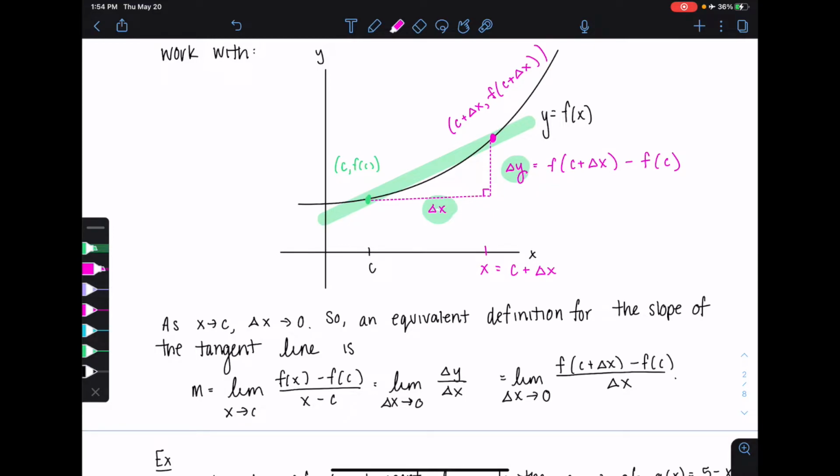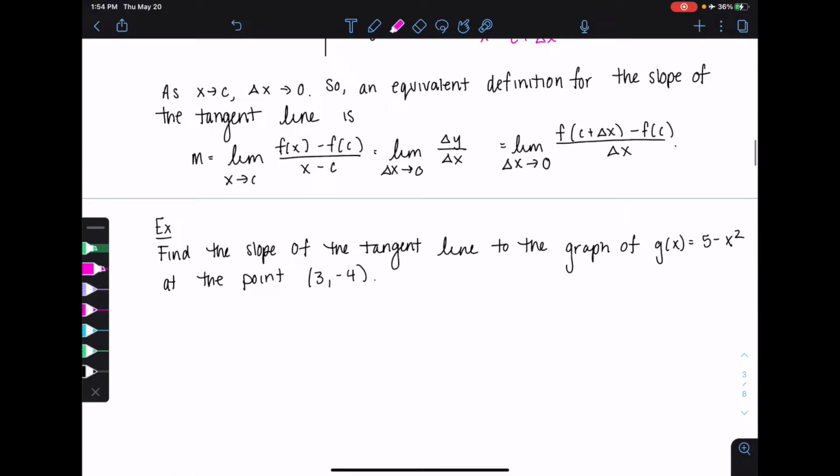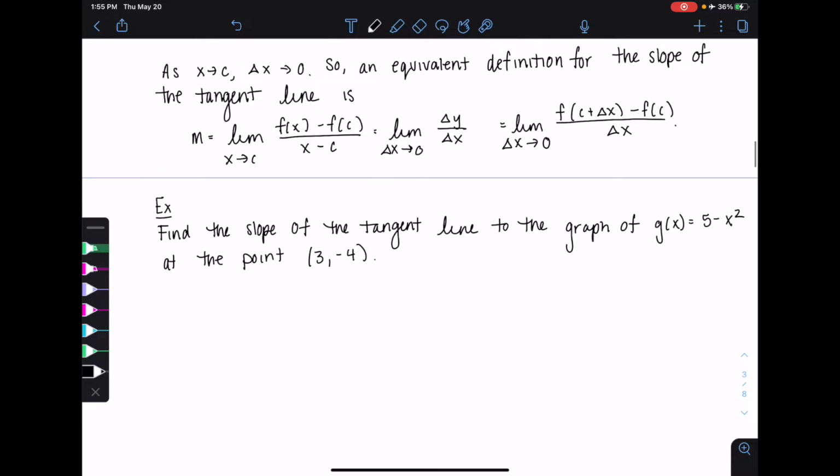I'm going to go through an example because WebAssign's going to ask you some questions similar to this using this notation. But really, there's a much cleaner approach that I'm going to show you afterwards. So now, using this definition, we want to find the slope of the tangent line to the graph of g of x, which is 5 minus x squared, at this particular point. Okay? So again, our value of C in all of these places is that x-coordinate we're finding the tangent line at. So it's going to be 3.